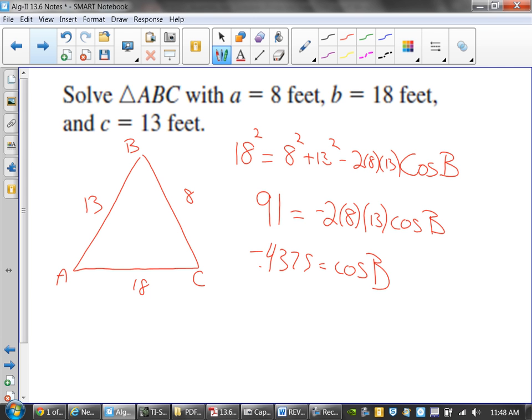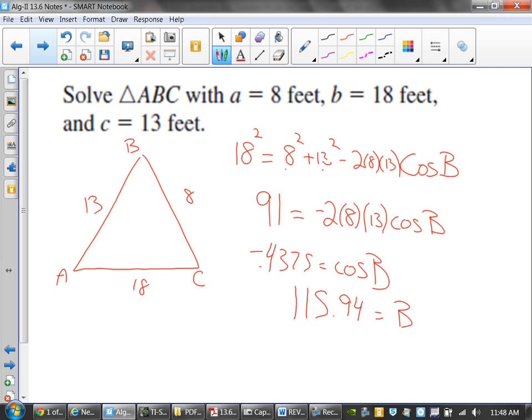How do you get the angle then? Remember? Inverse. Inverse, good. Wait, between the first and second step, how do you get rid of the 8 squared plus 13 squared? I subtracted. I did 18 squared minus this minus this. Okay. Again, when you do a couple of these, it works out real easy. You're basically doing all of it on the calculator.